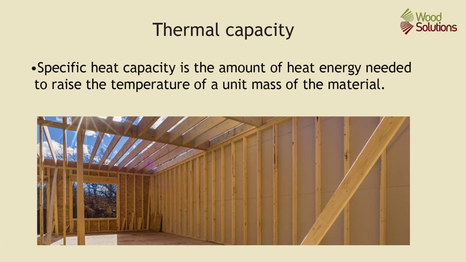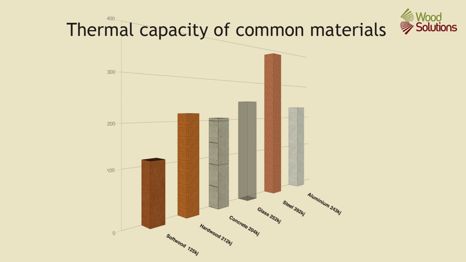Specific heat capacity is the amount of energy needed to raise the temperature of a unit mass of the material by 1 degree. In thermal performance design, the specific heat capacity is directly related to the building's thermal mass, the amount of heat that it can store. Hardwoods and softwoods have useful thermal capacity. This chart shows that a 100 mm thick hardwood panel has similar thermal capacity to similar concrete, glass or aluminium panels. At the same time, it is much lighter.